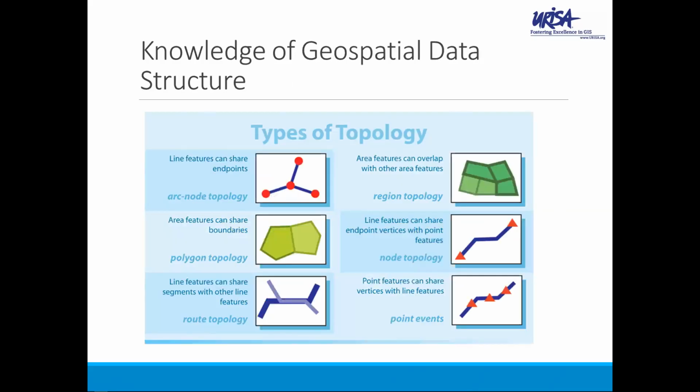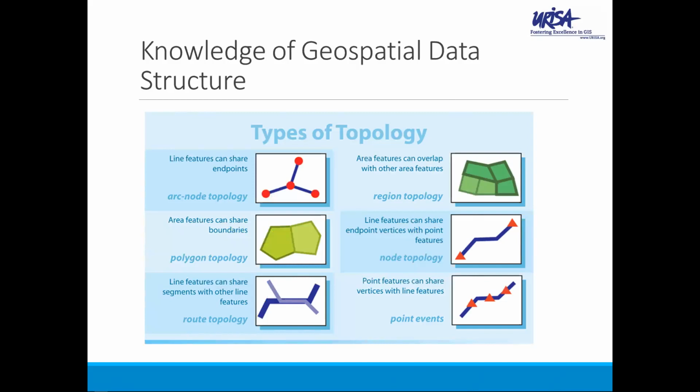The next thing we want to touch on is geospatial data structure. This is a little bit different than the schema of the database, in that what we're dealing with here is the actual topological structure of our data. This is important because it tells us how we maintain the spatial integrity of our data. I'll talk a little bit more about geospatial data models in a later slide.